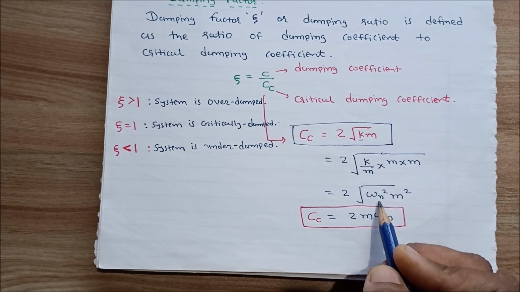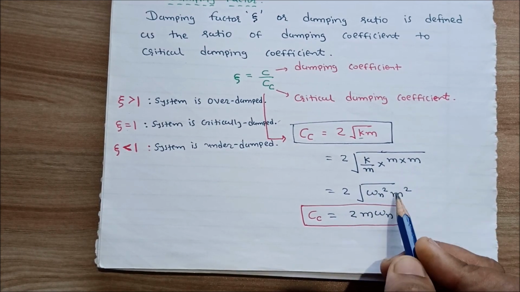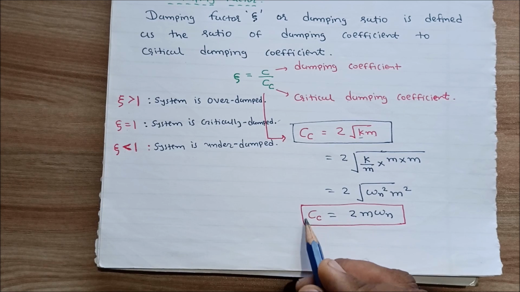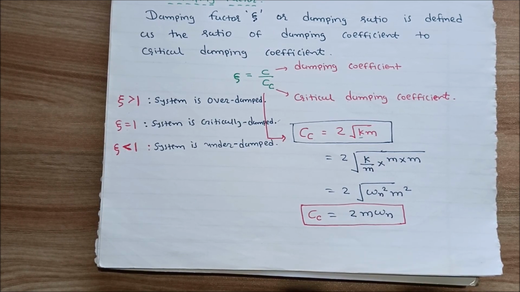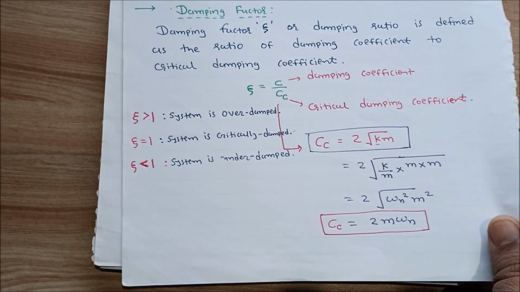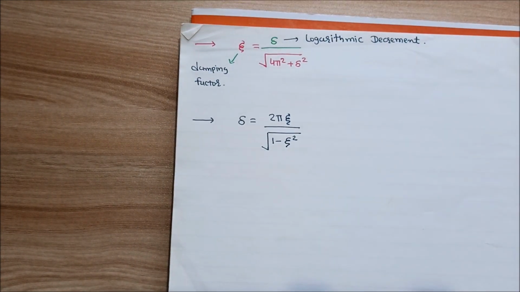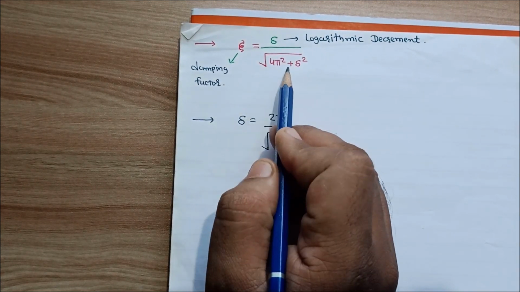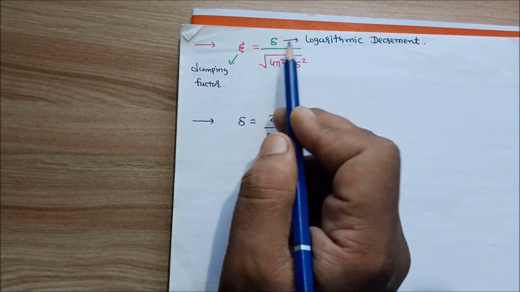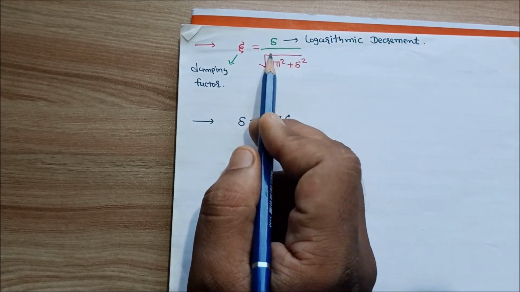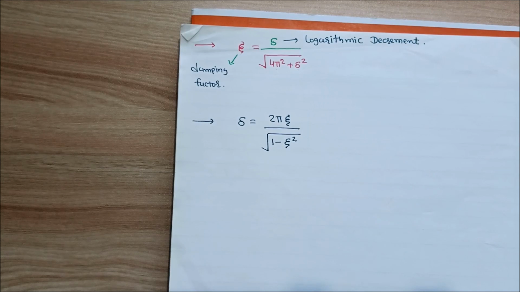So k by m is omega n squared, m into m is m squared. So the final equation for critical damping coefficient is Cc is equal to 2m omega n. Remember this equation. Again, remember these two equations: xi is equal to delta divided by under root 4 pi square plus delta square.